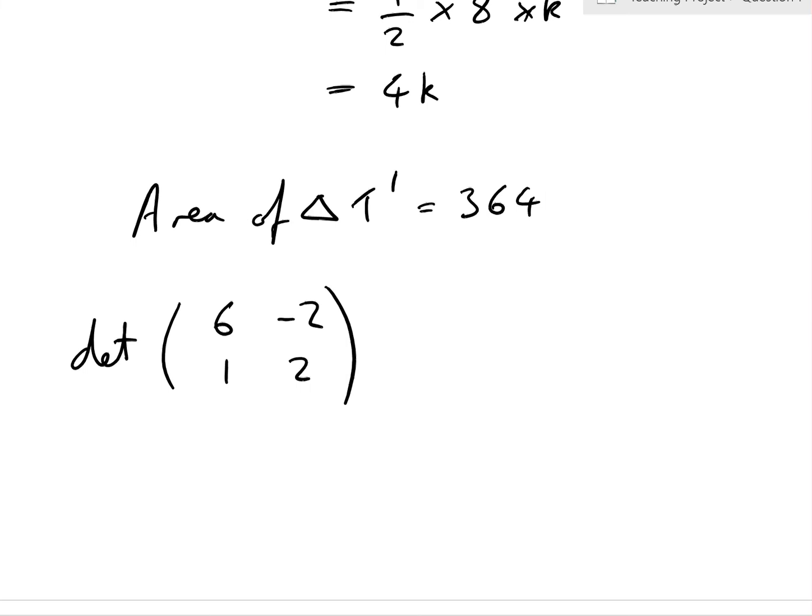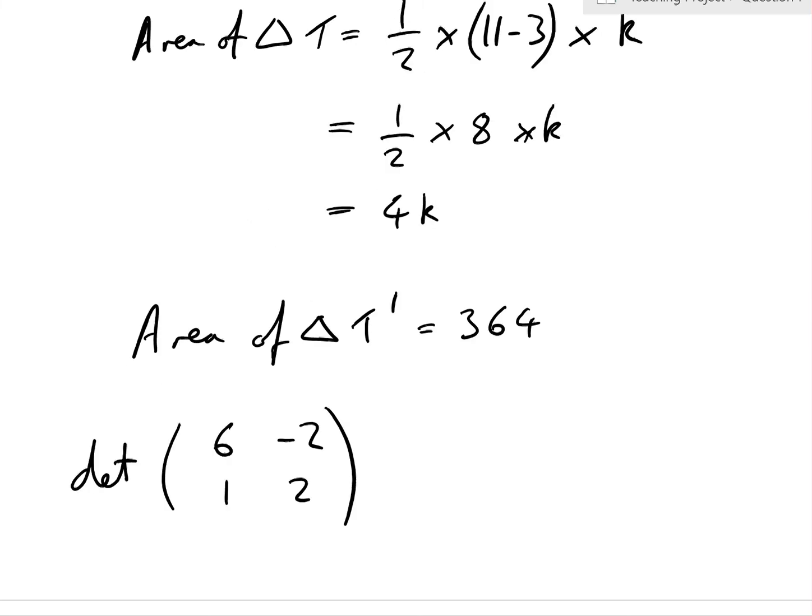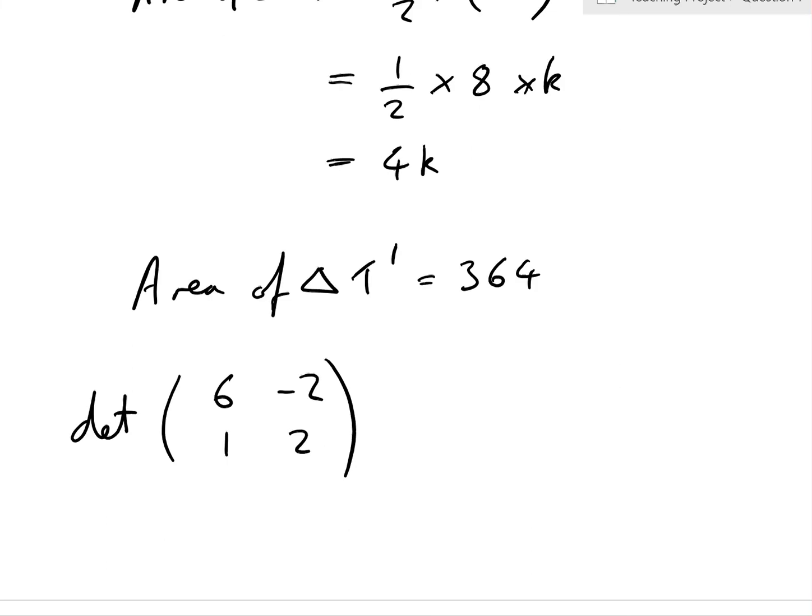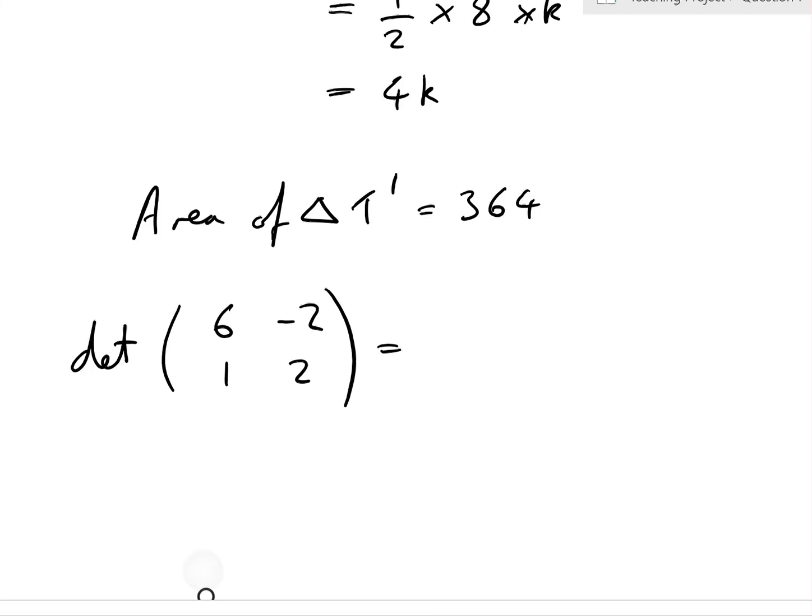No, wait. I got that the wrong way around, I do apologise. How many times bigger or smaller this thing should be compared to this. So in other words, when we multiply the determinant of the transformation matrix by this, we should end up with this. Okay, so let's work out the determinant. It's going to be 6 times 2, remember the leading diagonals multiplied together, minus the other elements on the other diagonal multiplied together, so minus 2 times 1.